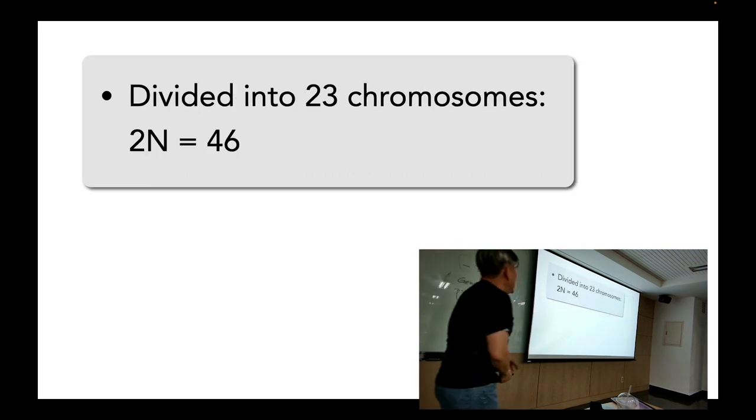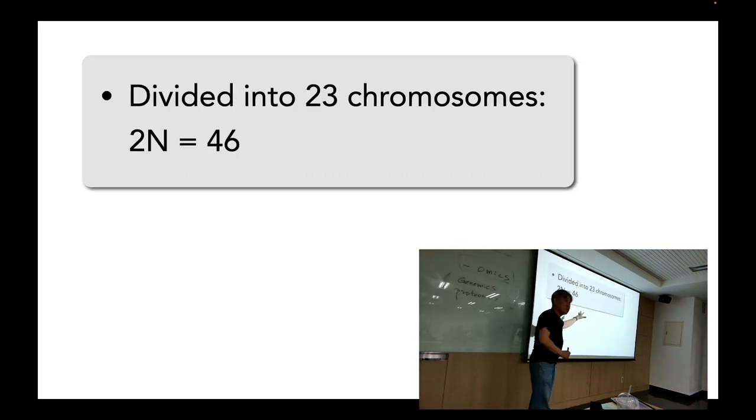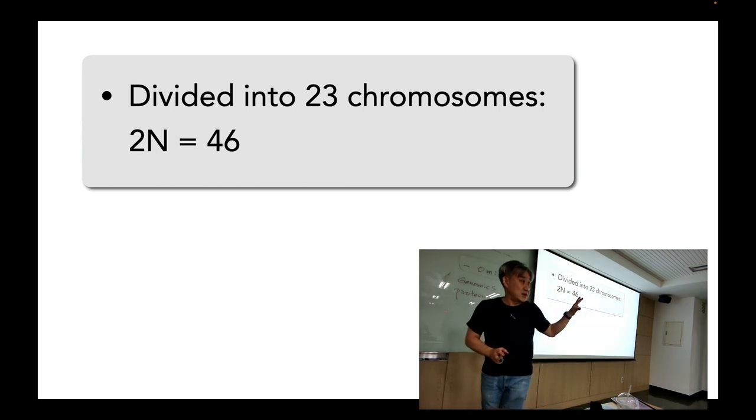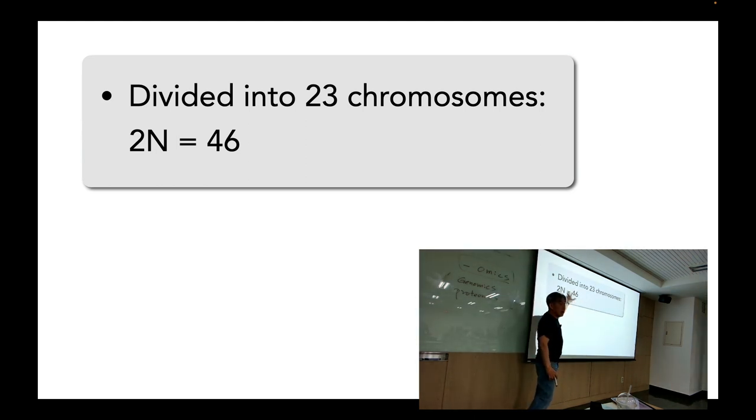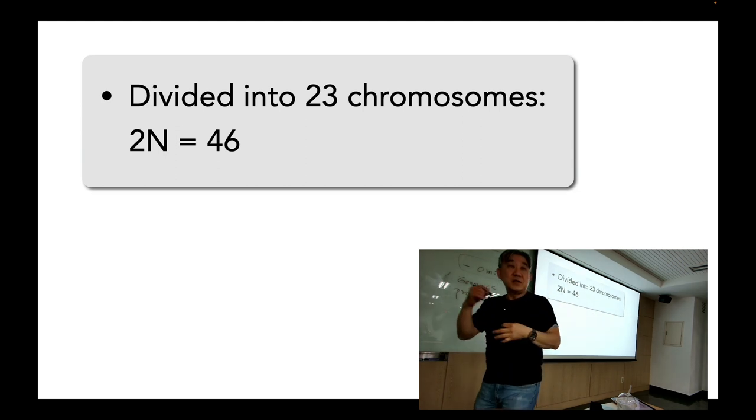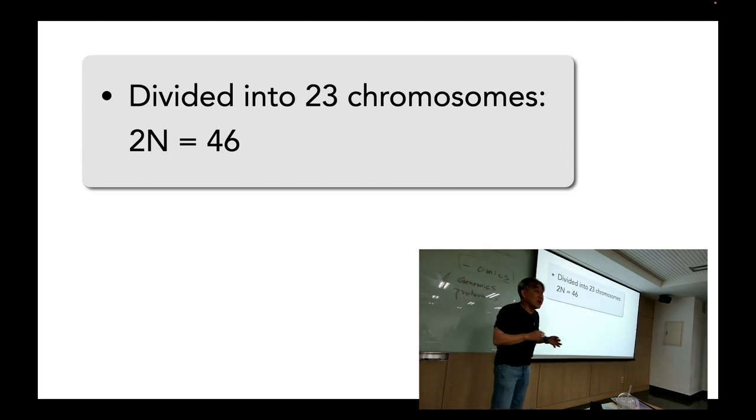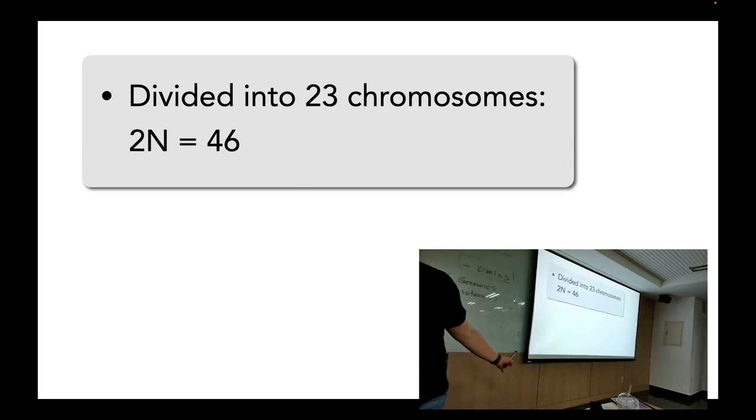So anyway, we have 23 chromosomes, 2N is 46. I have already gone through this. So 2N equals 46 means our diploid chromosome number, isn't it? So if we convert this into our haploid number, N equals 23. That's the conventional way of describing the genome of any different organism.